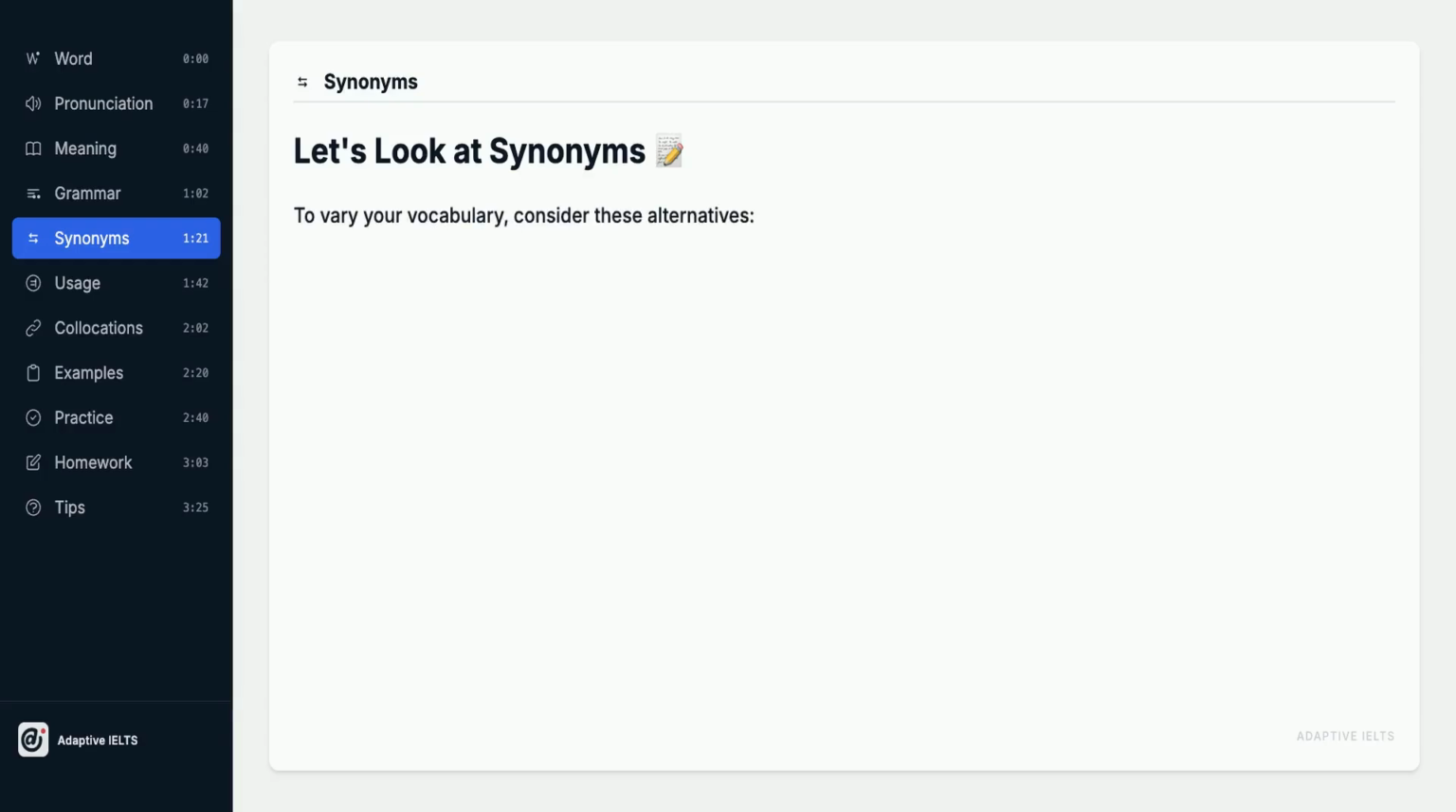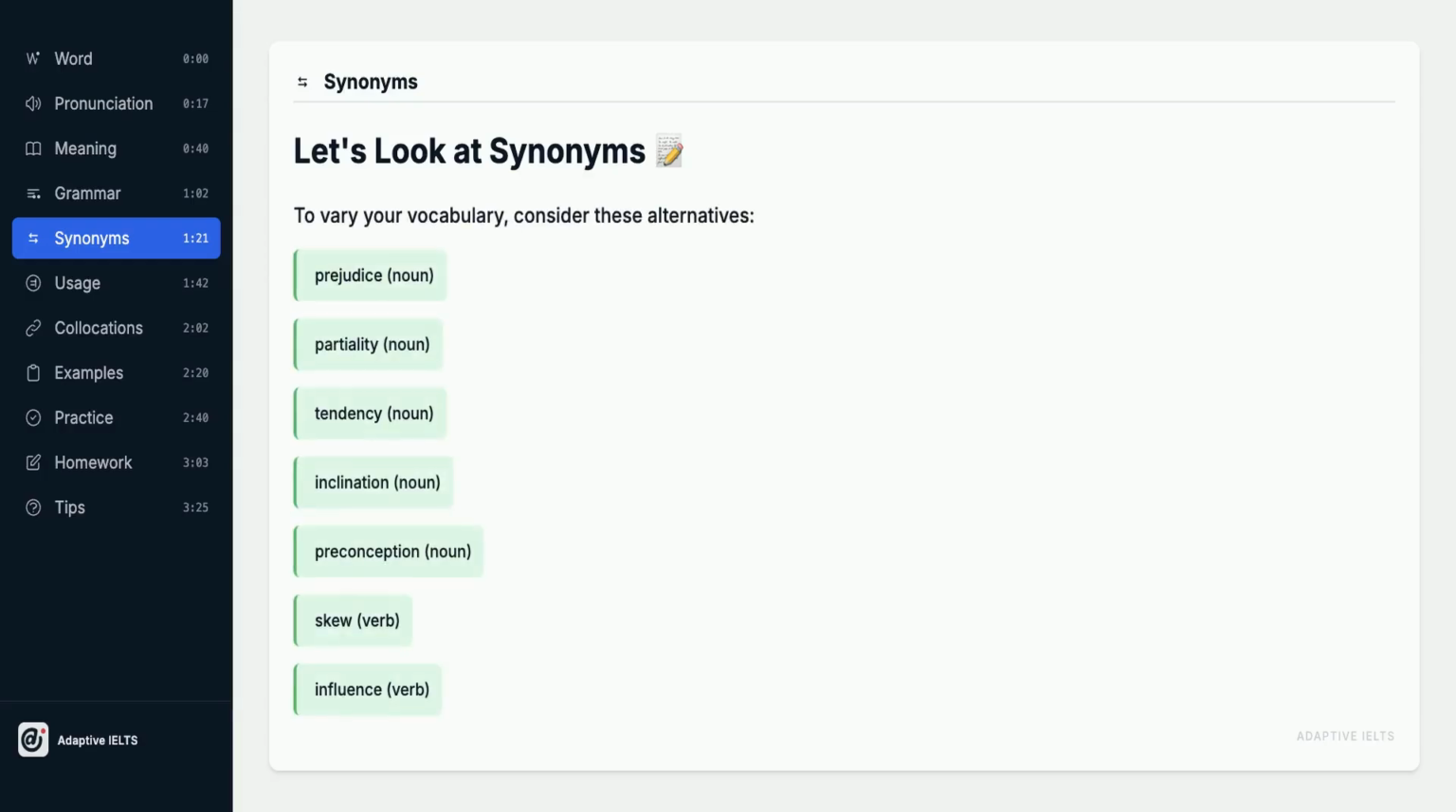To vary your vocabulary, consider these alternatives. Prejudice, noun. Partiality, noun. Tendency, inclination, noun. Skew, verb. Influence, verb. For writing Task 2, sophisticated alternatives include unfair advantage and systematic error.